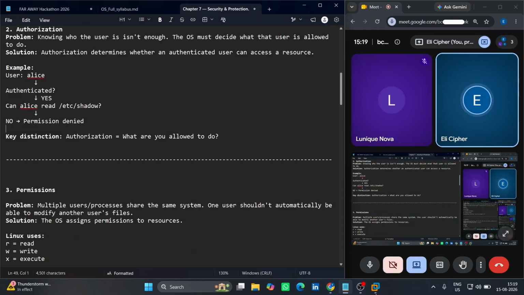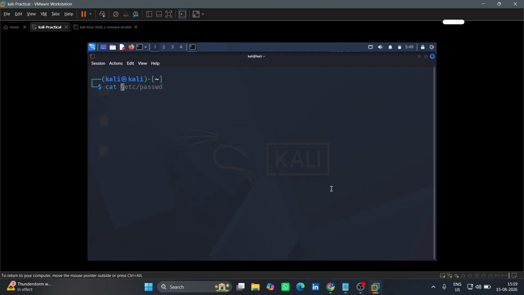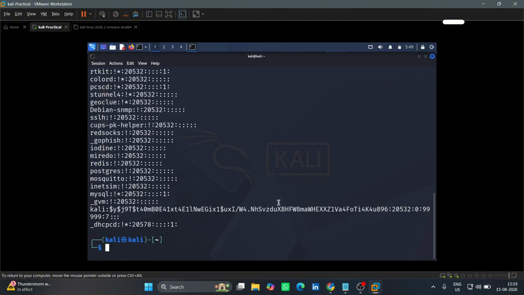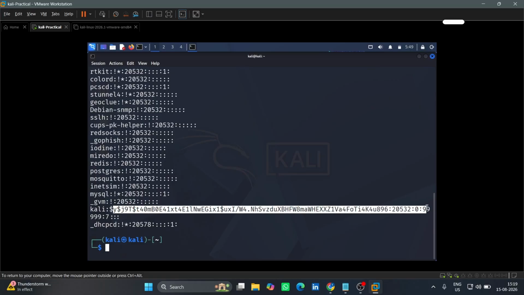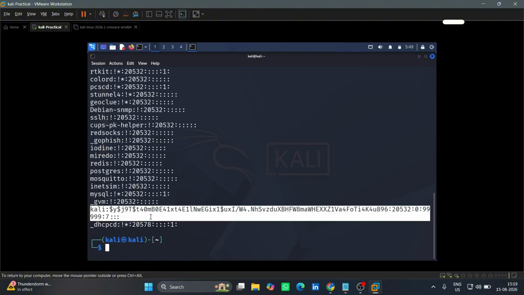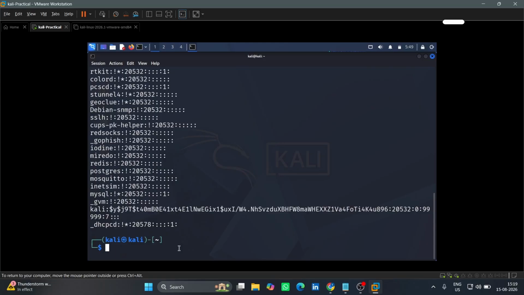So we should run cat /etc/shadow. Permission denied, right? Because it's not the root user. If you are the root user, then only you can get access to such very serious materials. Here it is Kali, and here you can see its encrypted password. This is too long, but it's the password of my Kali user. You cannot access the file /etc/shadow using a normal user.